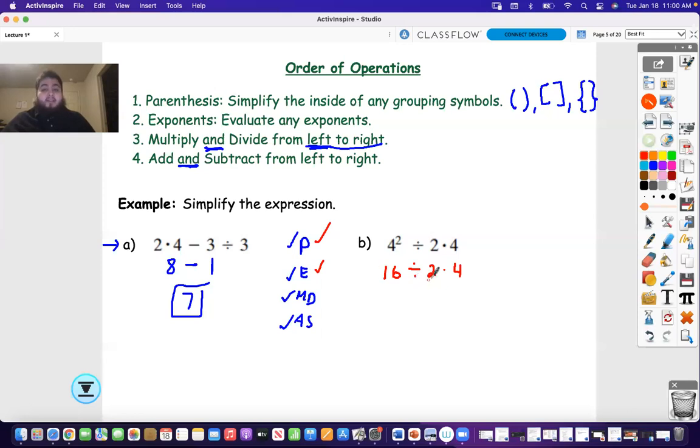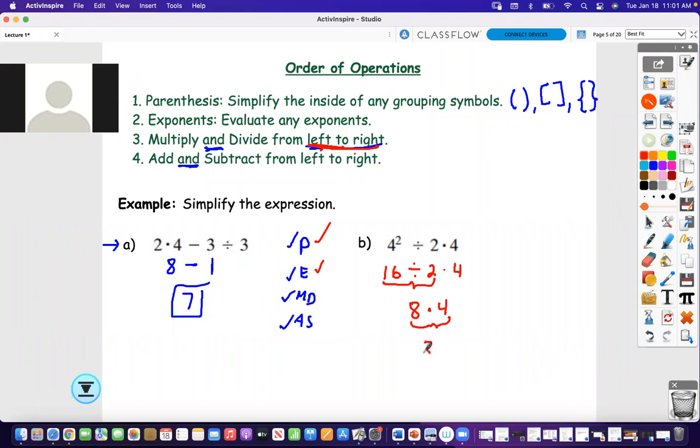We are gonna divide first because the direction we have to follow for step 3 is what? Left to right. And whether it's multiply or divide, we have to do whichever one comes first. And in this example, it happens to be division first. So 16 divided by 2, what's half of 16? 8. Bring down the times 4 and finish this out: 8 times 4. 32. And we're done.